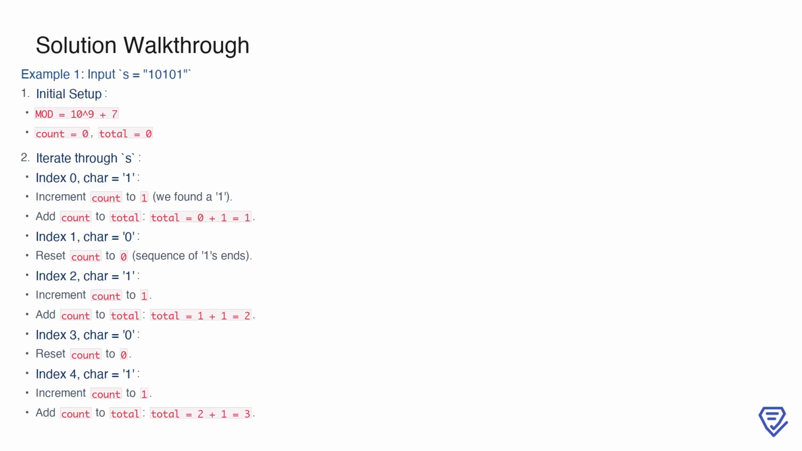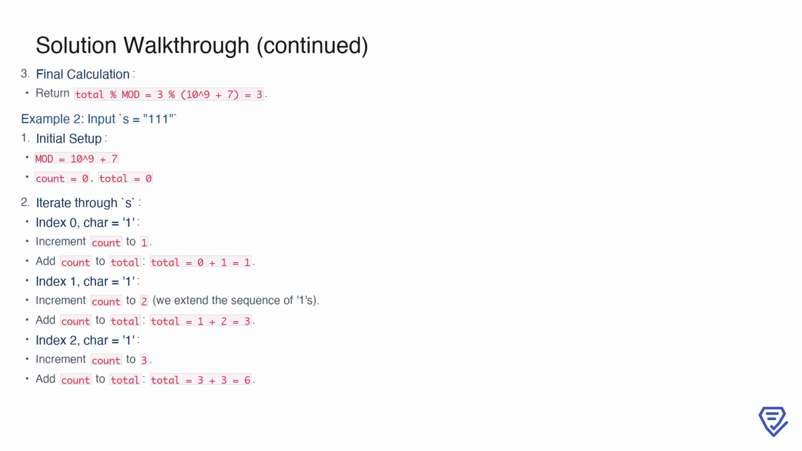At index 2, we see another 1, so we increment count again to 1 and add it to total, making total equal to 2. At index 3, we encounter another 0, resetting count to 0. Finally, at index 4, we see a 1, increment count to 1, and add it to total, resulting in a total of 3 at the end of the iteration.